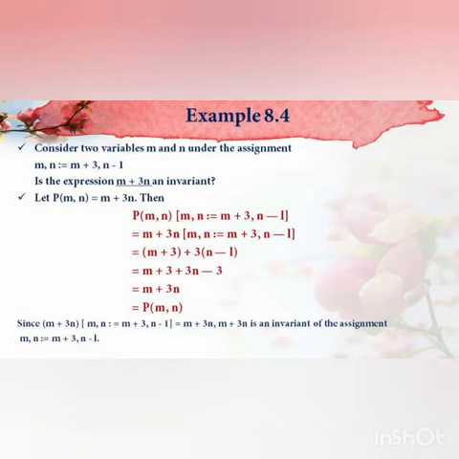Do you understand this? Then, once we remove the bracket, what will happen automatically? m plus 3 plus 3n minus 3. Here, plus 3 and minus 3 will be cancelled. So, what will be the answer now? m plus 3n. So, we conclude that m plus 3n is what? P of m comma n. So, m plus 3n is an invariant. Invariant means what? After assigning the value also, the property will not be changed. Do you understand the concept here?